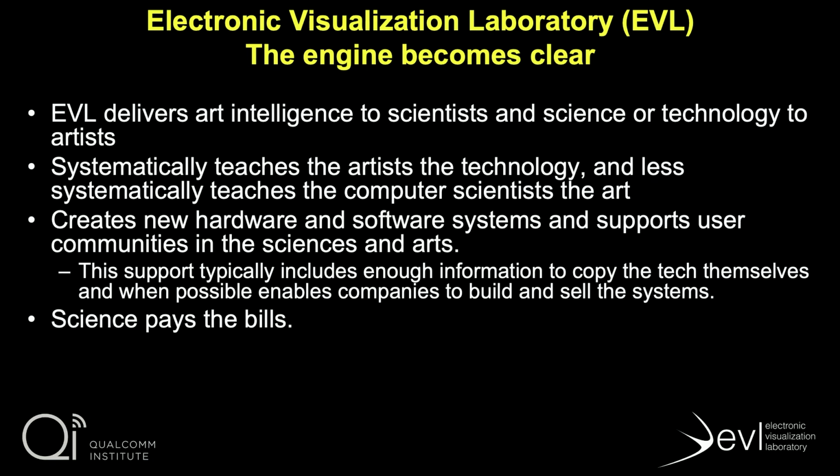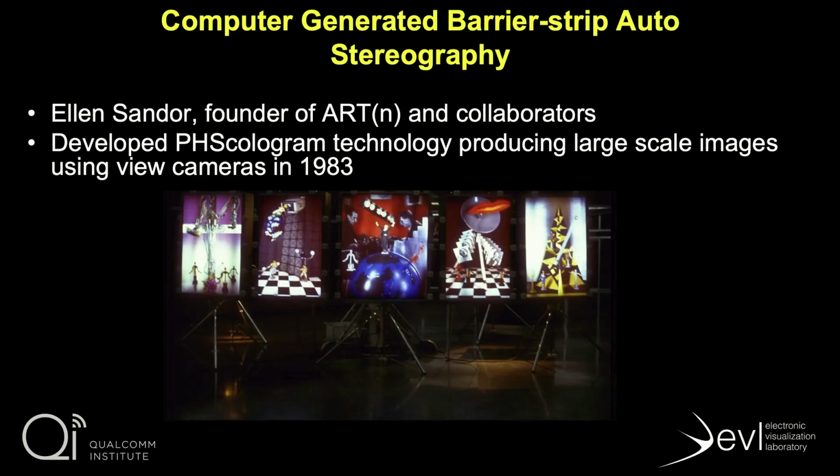And basically, EVL delivers art intelligence to scientists, systematically teaches the arts and technology, and less systematically teaches the art to the scientists. And it creates new hardware and software systems and supports their user community. And that's been the most important thing about the success of EVL. Support typically includes enough information to copy the tech themselves, or when possible, enabling companies to build and sell the system for those people that have more money than time.